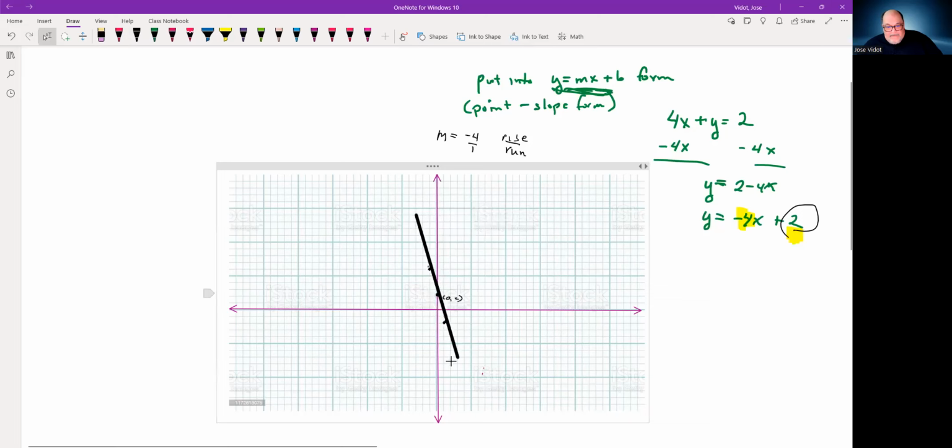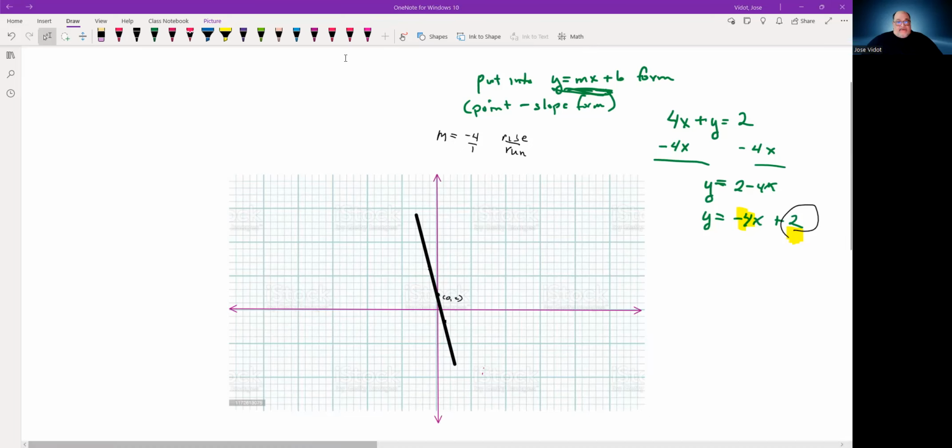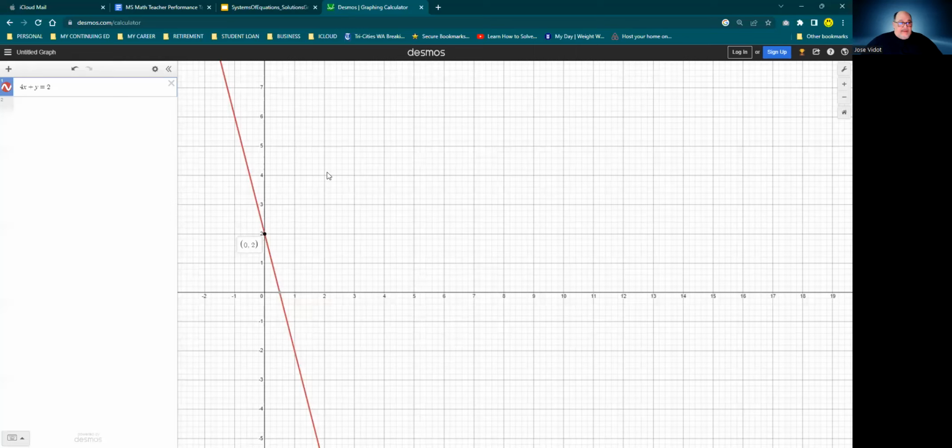There you go. An easier way to do it is we do have the Desmos tool. Okay, so I'm going to go ahead and switch to Desmos. Let's see here. Here's the Desmos tool. And I went ahead and already graphed it.